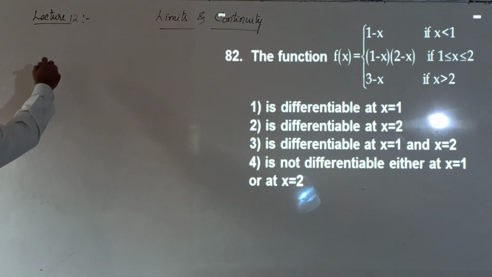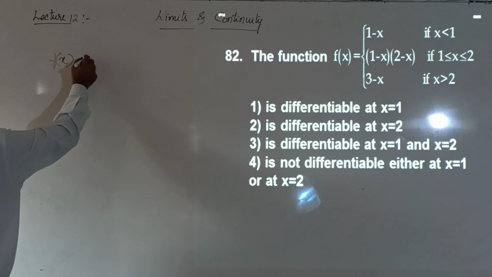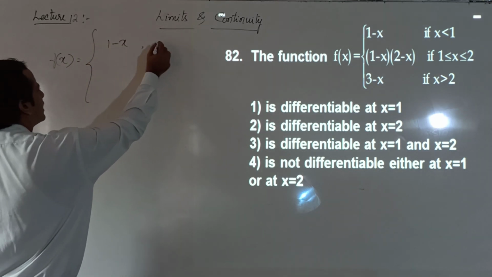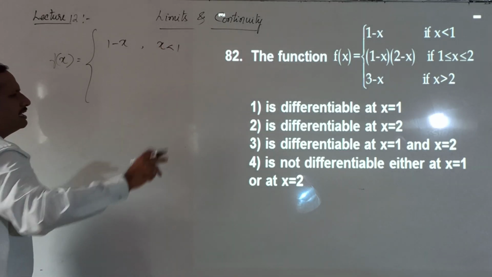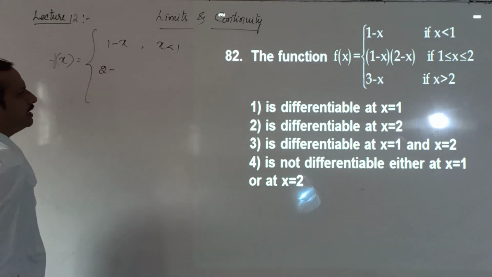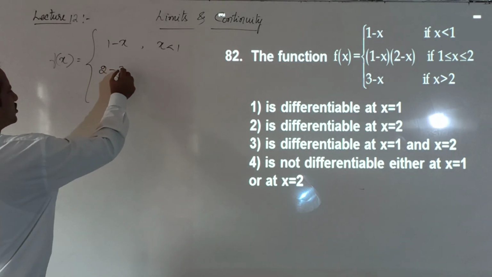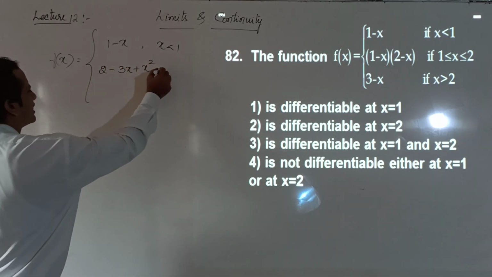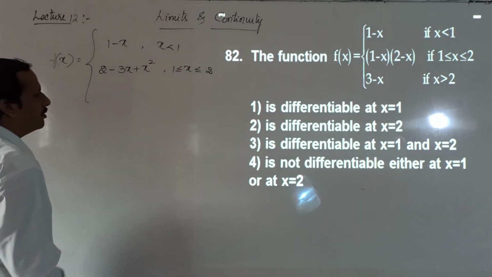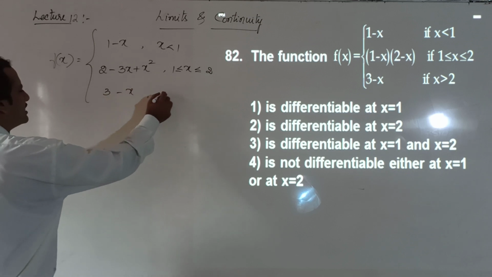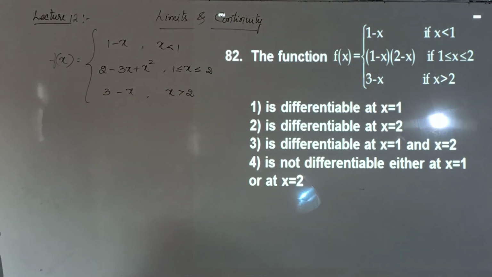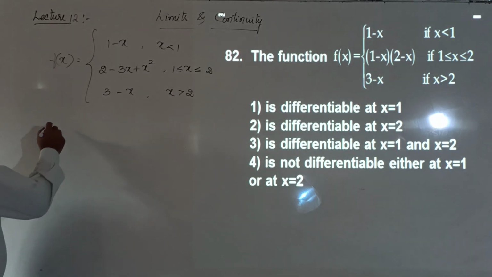So now let us consider this. f of x is equal to 1 minus x if x is less than 1; 1 minus x into 2 minus x, I will multiply that, I am getting 2 minus x minus 2x, that is 2 minus 3x plus x square, if x is greater than or equal to 1 and less than or equal to 2; and 3 minus x if x is greater than 2. First I will test continuity.